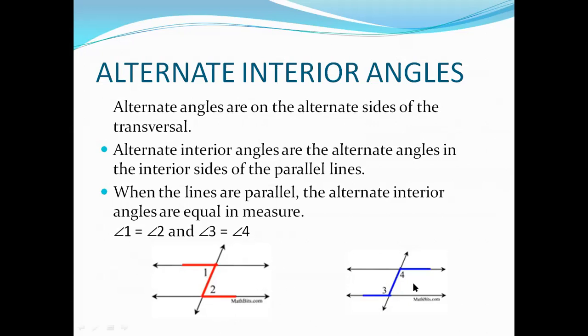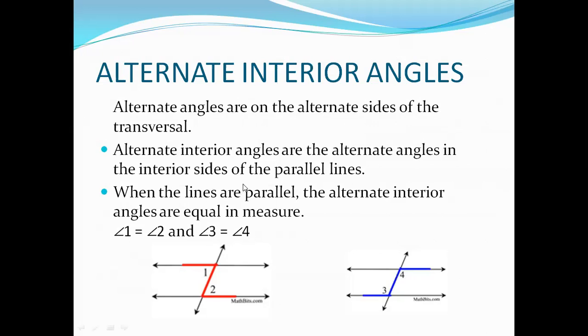In the second diagram, I have drawn an opposite Z. This is also a possibility of alternate interior angles. The angles are on the alternate side of the transversal. Angle 3 is on the left-hand side of the transversal, whereas 4 is on the right-hand side. They both are lying inside or interior of the Z. Hence, angle 3 and angle 4 are alternate interior angles.